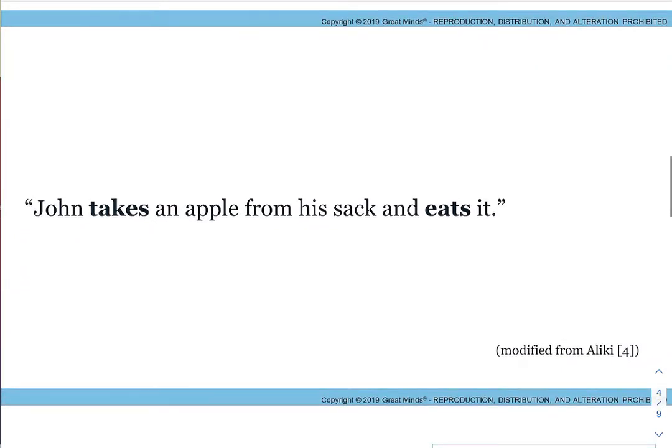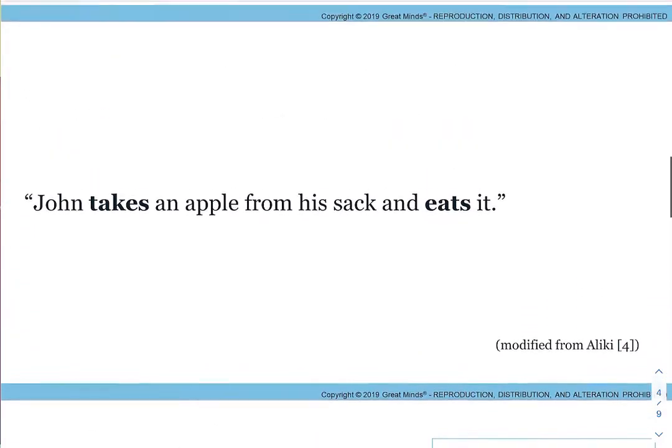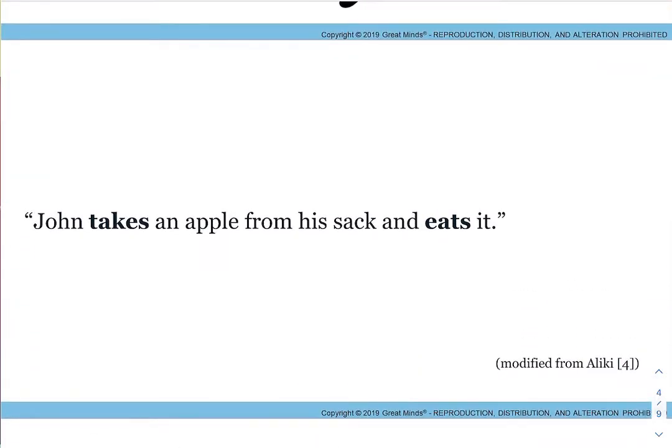Let's look at an example from our book, The Story of Johnny Appleseed by Aliki. John takes an apple from his sack and eats it. This is present tense. It's currently happening. John takes is our verb, an apple from his sack, and eats, another verb, eats it. How can we change this sentence to be past tense?